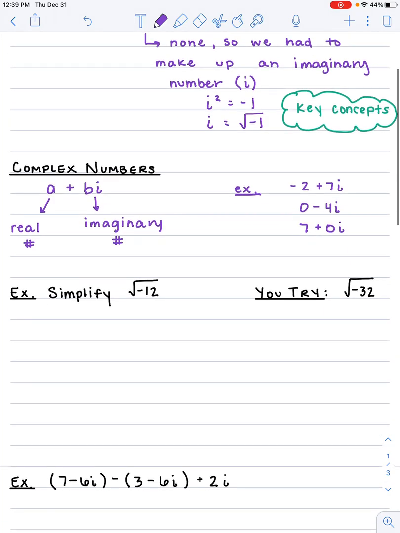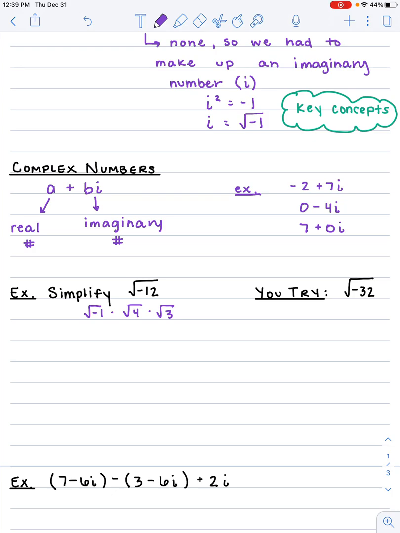So first, we're going to do some operations of just simplifying. Our first example here is the square root of -12. We're going to reduce it just like we would before. We find the biggest perfect square that goes into 12, which is 4. So I can say square root 4, square root 3. But 4 times 3 would give me positive 12, and I want -12. So I have to do the square root of -1 times the square root of 4 times the square root of 3.